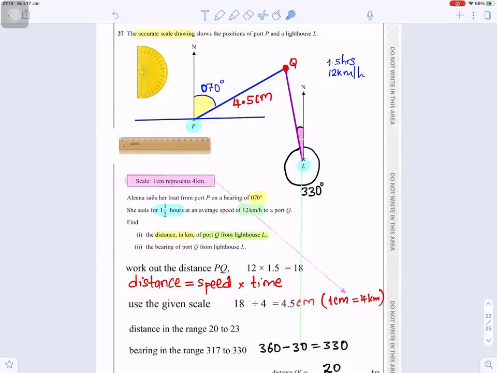Now we want to change it to centimeters. We know that 1 centimeter equals 4 kilometers. So we use the given scale. 18 divided by 4 gives you 4.5 centimeters. So we want to draw 4.5 centimeters. That's what we're going to do on the diagram. The distance from P to Q is 4.5 centimeters.